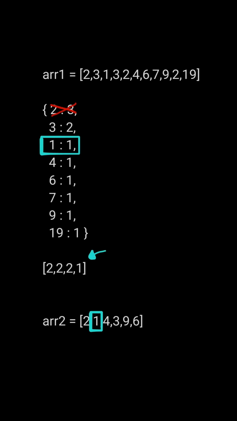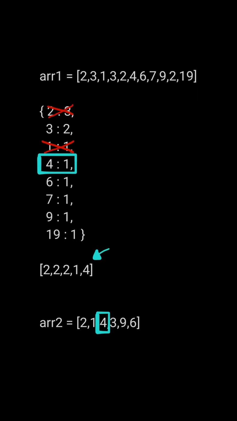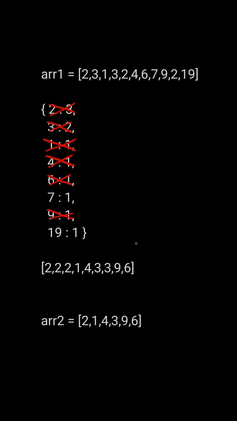We append the number that many times to the list, and then we remove the entry from the dictionary. And we continue to the next number in array 2. We append the number that many times to the list, and then we remove the entry from the dictionary. After we are done iterating through array 2, we will have the following list.